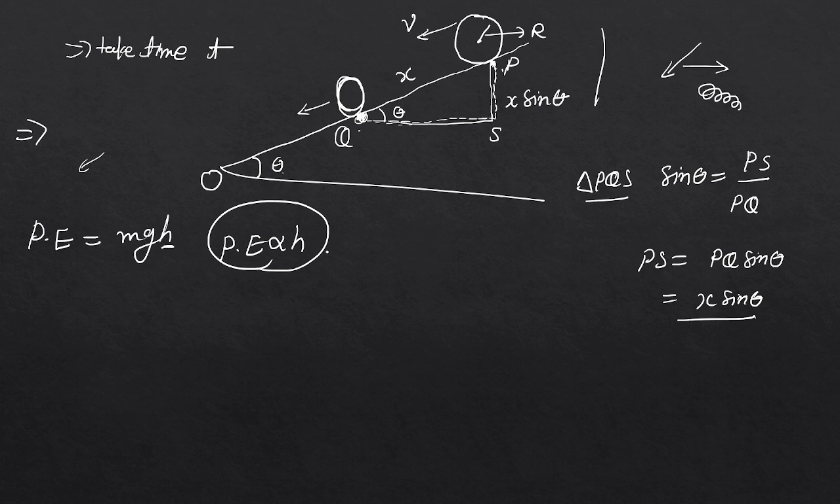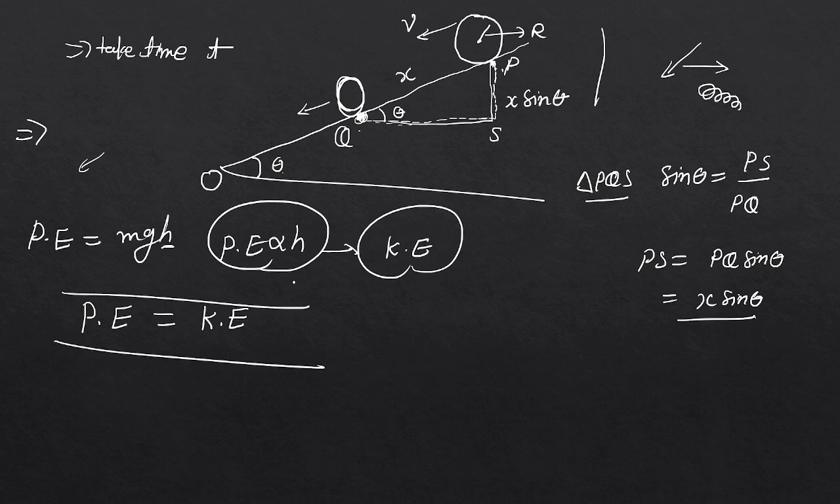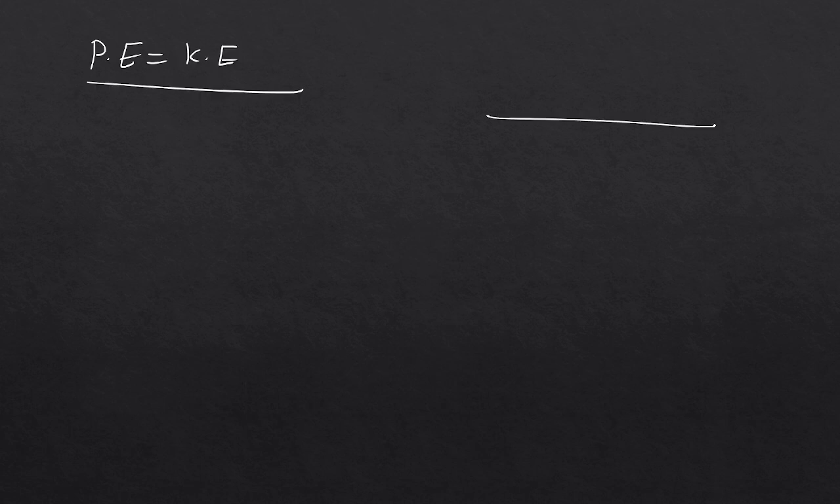The concept is very simple: the decrease in potential energy will be equal to the increase in kinetic energy. This is our basic phenomenon, and on the basis of this principle we can easily derive the acceleration formula. So let's go further. Let's draw that diagram again so it will be easy for us to understand. This was our P, Q, S, and this distance was x sine theta, and this distance was x.